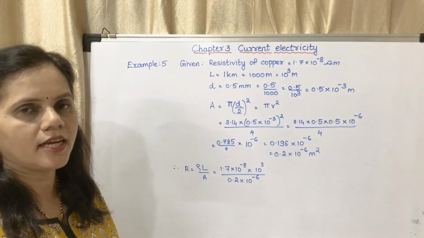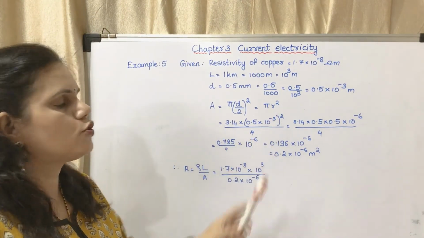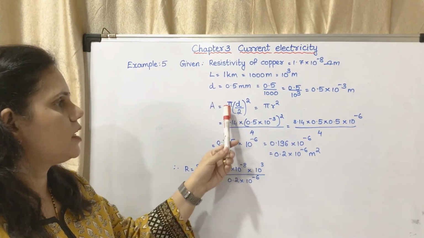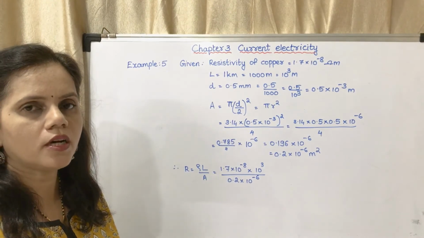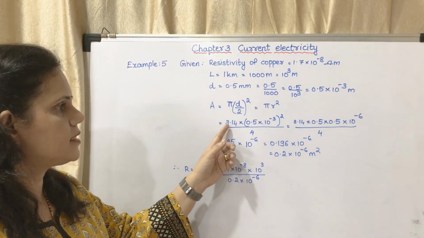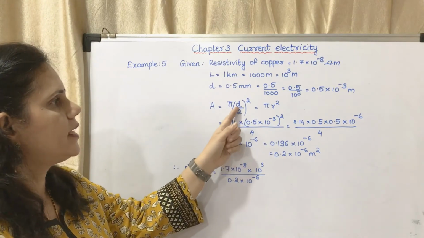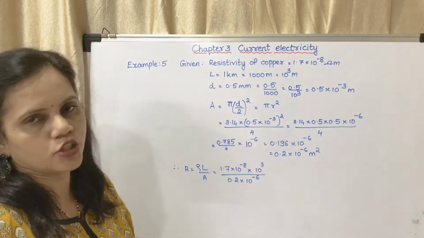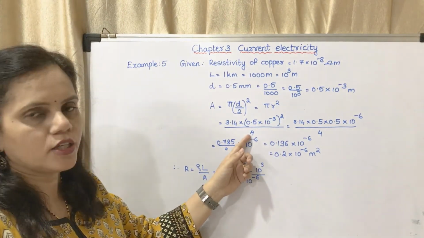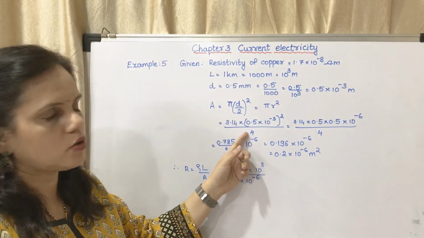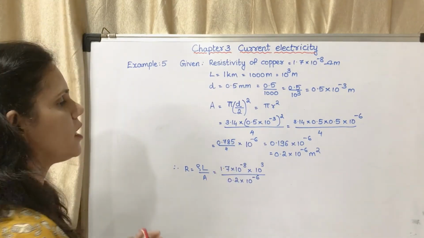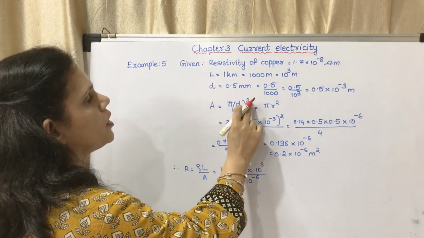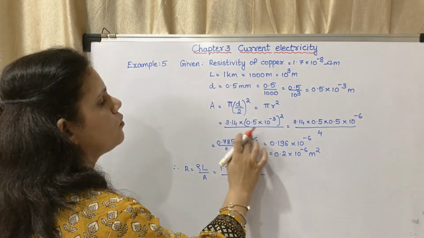First we will find out the area. The equation is pi r square. Here what is r? R will be d upon 2. So the equation becomes pi into d upon 2 the whole square. That means pi is 3.14, diameter is 0.5 into 10 raised to minus 3 upon 2 the whole square. Okay, upon 2 square. 2 square I have written it as 4. Okay, from where did this 4 come from? Okay, it came from 2 square.